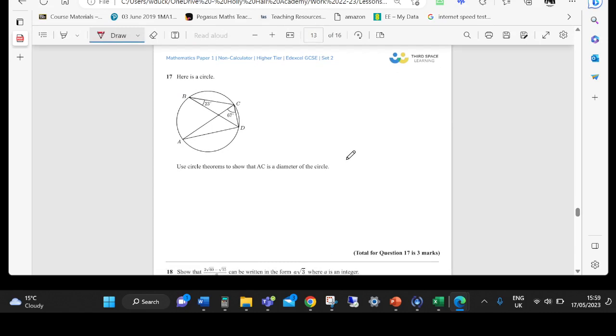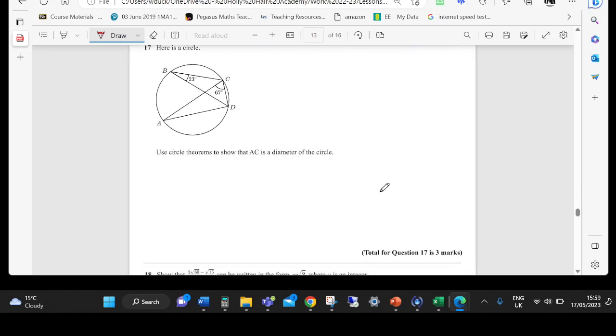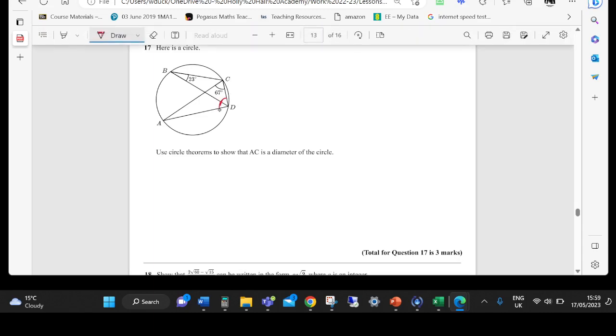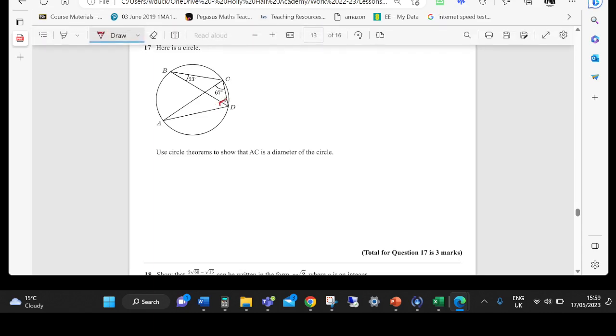Okay, question 17. Circle theorems, one of my least favourite topics, but here we go. So let's have a look. I use circle theorems to show that AC is the diameter of the circle. So instantly what I am thinking is that I want to show that that's a right angle triangle. So for it to be a diameter, that would need to be a right angle. And I think we can do it like this.